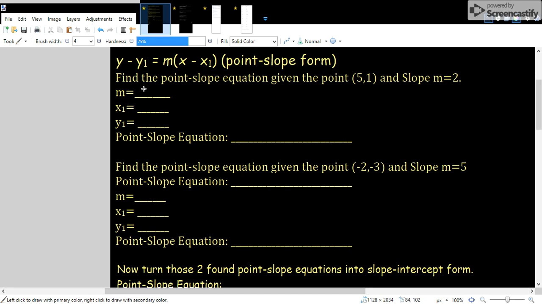So first we identify these different terms. So m, our slope, they give us is 2. And we're going to go ahead and label this x1 and y1. x1 in that case would be 5 and y1 would be 1. So from there we'll just plug that into the equation. y minus 1 equals 2 parentheses x minus 5. And that would be our point-slope equation.